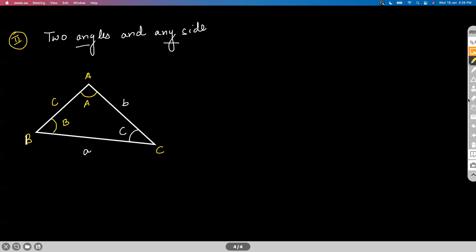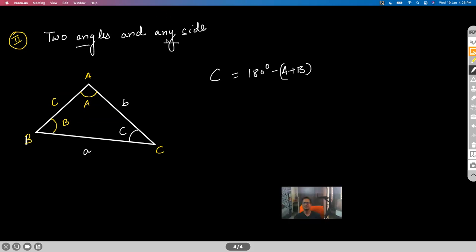Any idea? So you'll say, sir, for capital C, you just have to do 180 degrees minus (A plus B). There's nothing much to do about it. Yes or no? Correct. So nothing to do for finding capital C, right? How would you find small a? Any idea? How do you find small a?